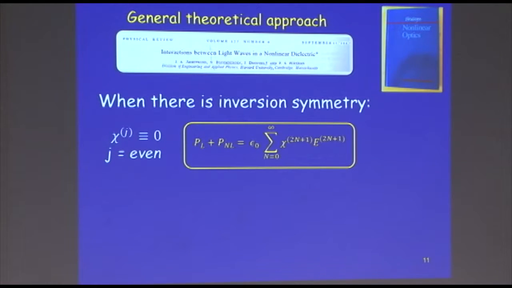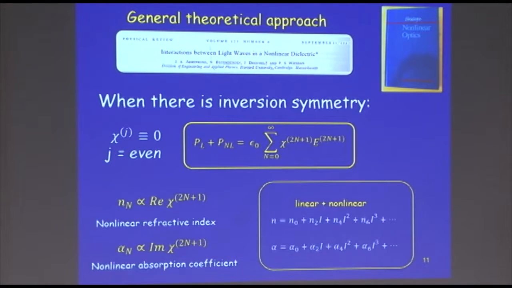So if the material, if the system that I'm interested in does not present inversion symmetry, all the even order susceptibilities are null. There is no second harmonic, no fourth harmonic. And I can write the total polarization as, like in here, linear polarization plus a nonlinear polarization, which depends on the power of the field like it is in here.